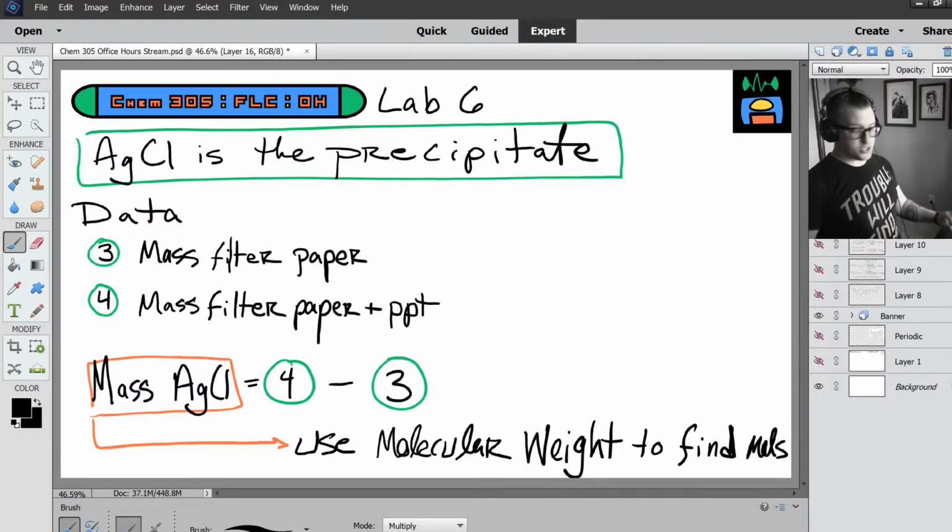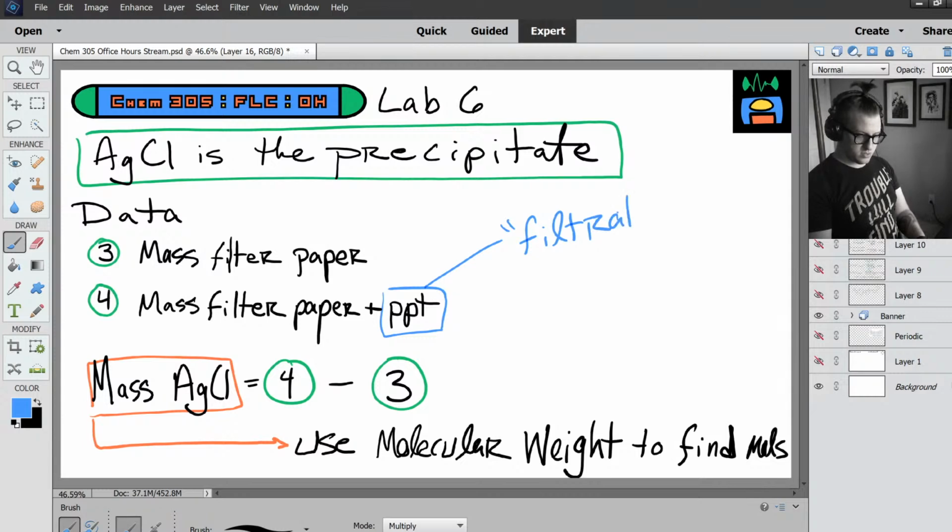All right, so you do have information about the silver chloride. You can get that by taking the difference of the mass of the filter paper with the precipitate. Again, the lab erroneously calls this the filtrate. It should say precipitate.